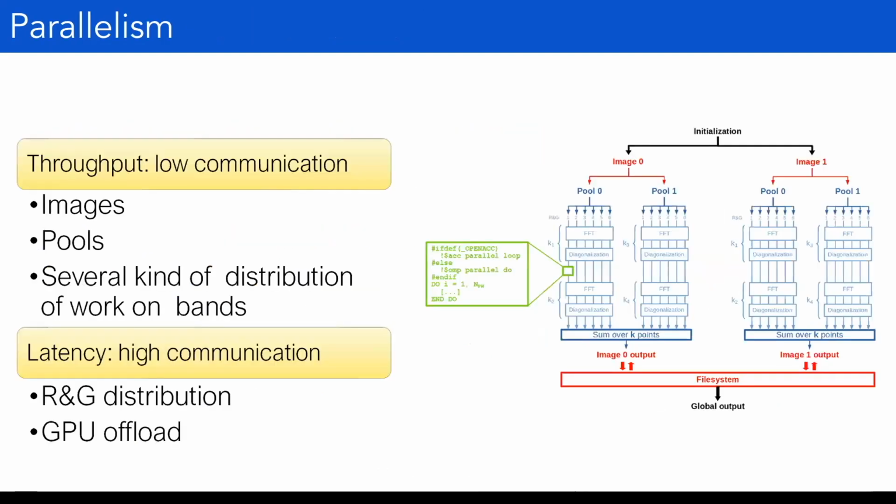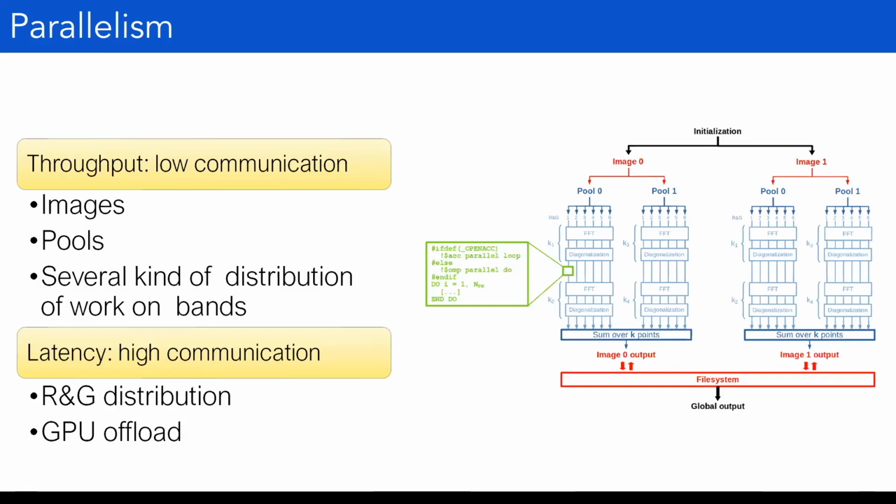Just a few words on another thing that the user needs to know to start the calculation, about which you will hear in the morning, which is parallelism. We have many degrees of parallelization. The simplest of them work for throughput, so they just perform independent blocks of the calculation all together, and then they sum the results. These are, for example, the images that you will see tomorrow for performance, and the pools that you will see today, and then there are several kinds of distribution of the work.